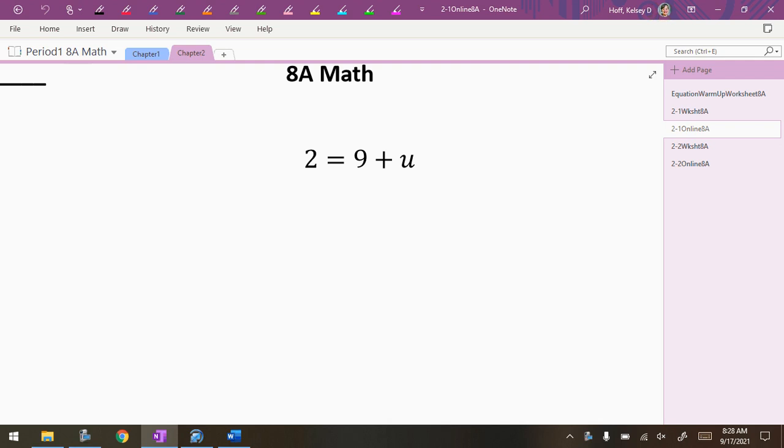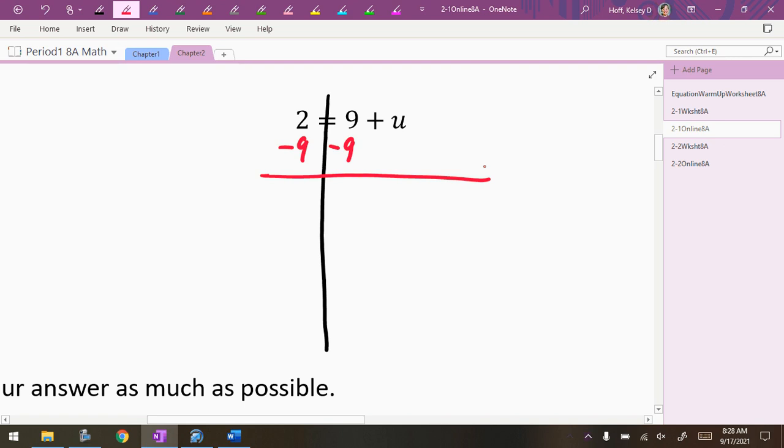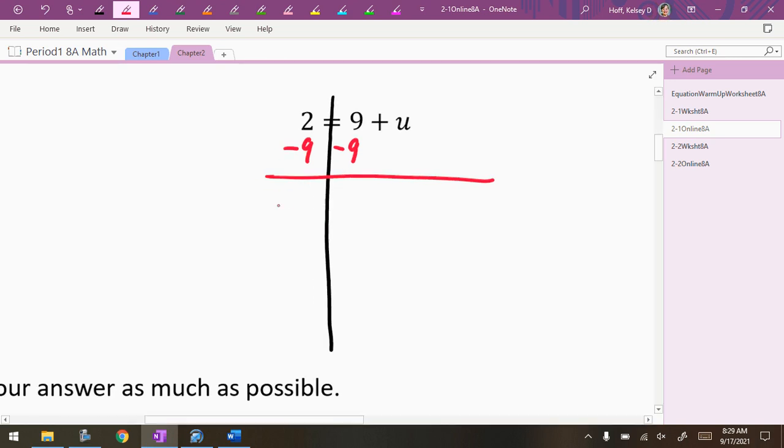Very good. If I need to get rid of a positive 9, Tegan, how do I get rid of a positive 9? Subtract 9 from both sides. Okay, so we're going to subtract. Now, guys, use your calculator so that you don't make a mistake, because you have everything set up correctly. Type it in exactly how it shows. 2 minus 9 is negative 7.